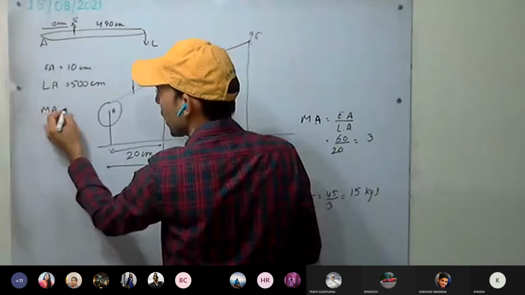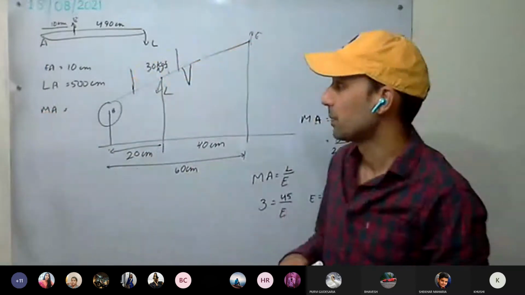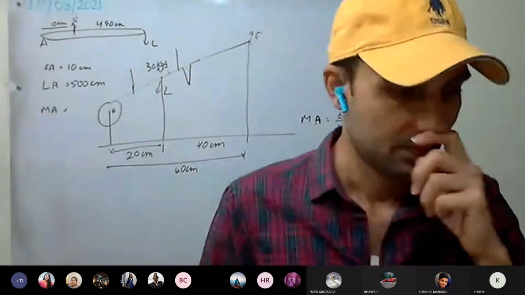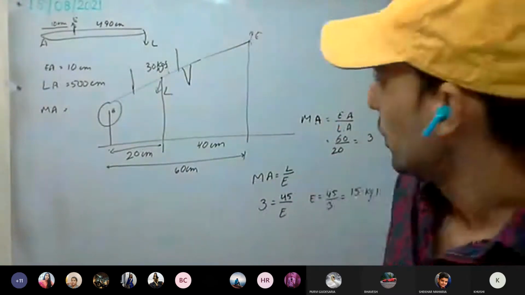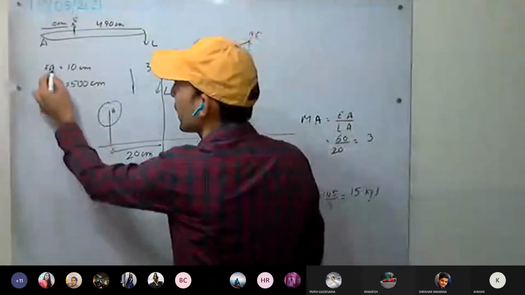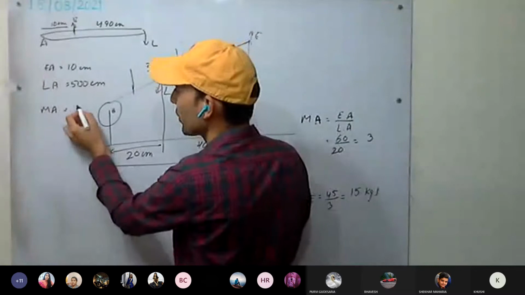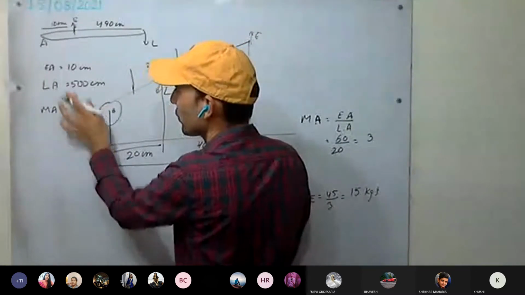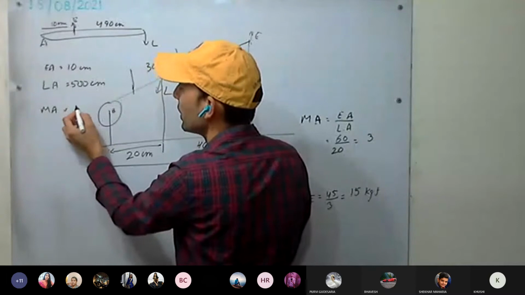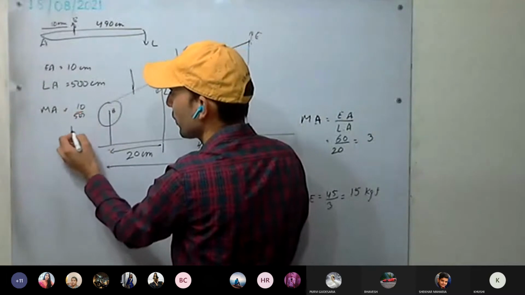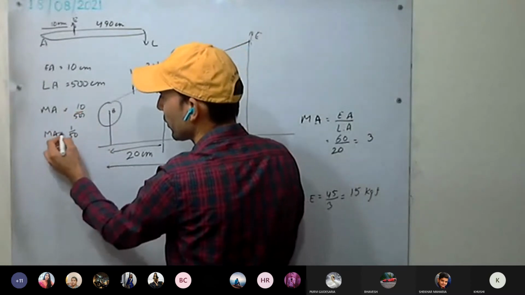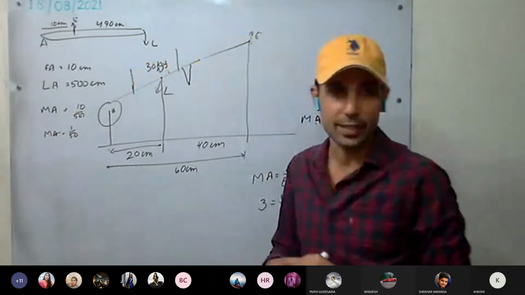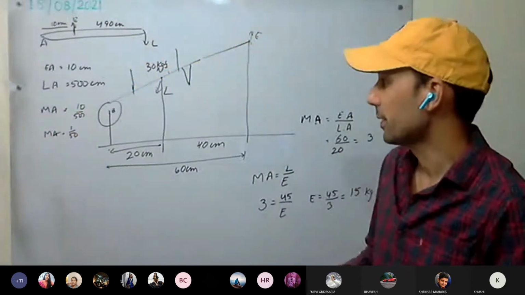Calculate the mechanical advantage. How much is the mechanical advantage? Effort arm upon load arm. If you don't remember, it's D upon DL. Always remember that. Effort arm upon load arm, so 10 upon 500, it will be 1 upon 50. That is the mechanical advantage. You can see.